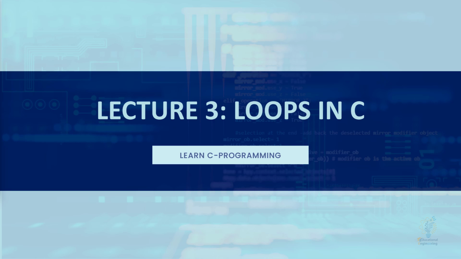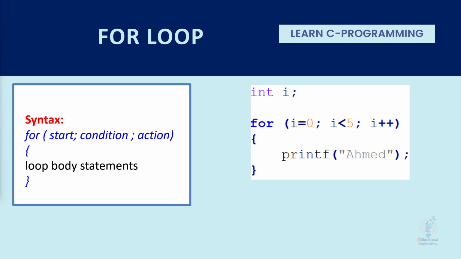Now, the first type that we will cover in this lesson is the for loop. A for loop is used to apply the code for a defined number of iterations. This loop takes this syntax. Now let's discuss the syntax.